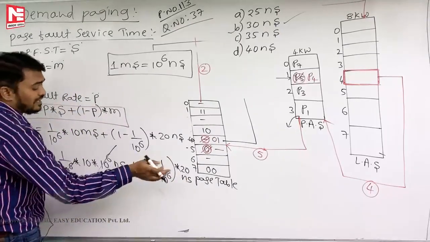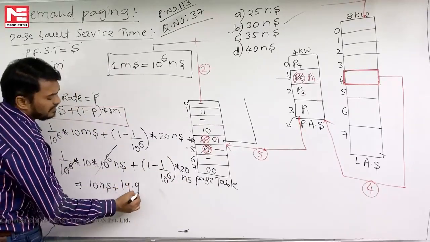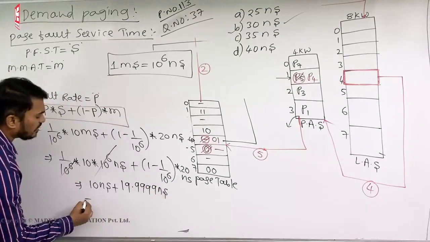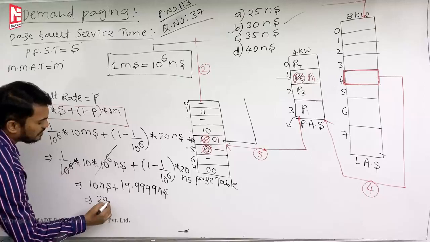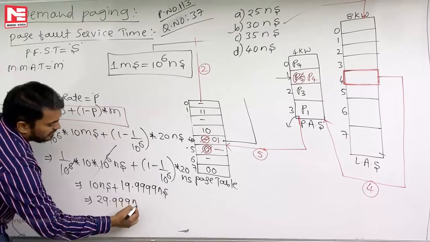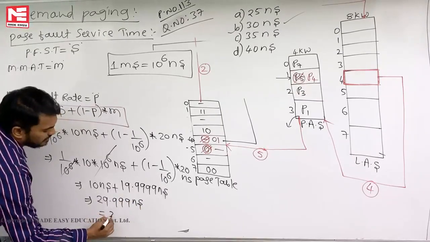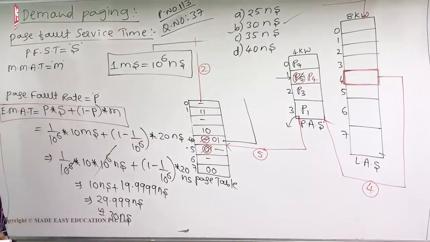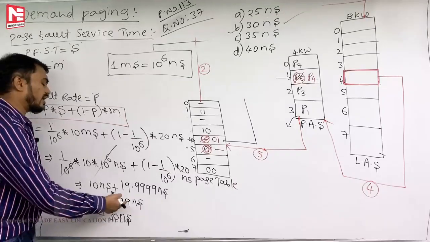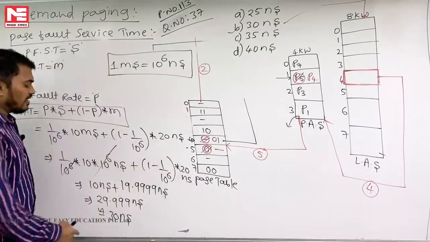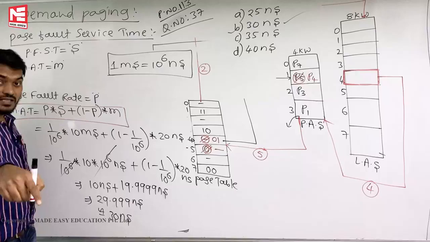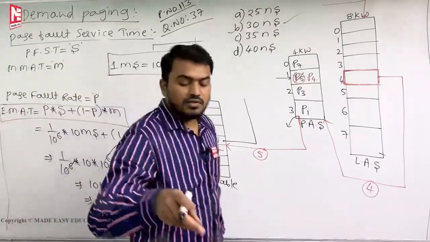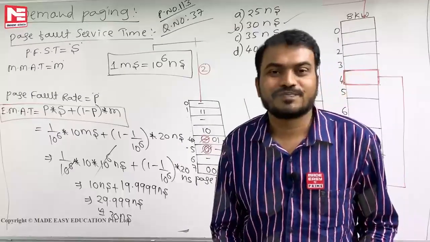Okay, if you want the exact answer, that will be 19.9999 nanoseconds like this. So total, combined together, that becomes 29.9999 nanoseconds and that is equal to what? Approximately equal to 30 nanoseconds only. Is that clear? So if you want the exact answer, it will be something like 29.9999 nanoseconds. The question is also asking for approximate, that is given to you in the question. So the right answer is 30 nanoseconds. So this is how you need to solve the problem.